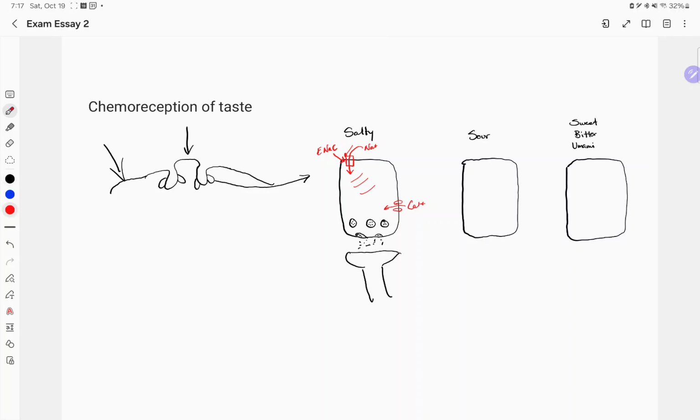Now, if we're dealing with sour, we still have this epithelial sodium channel.